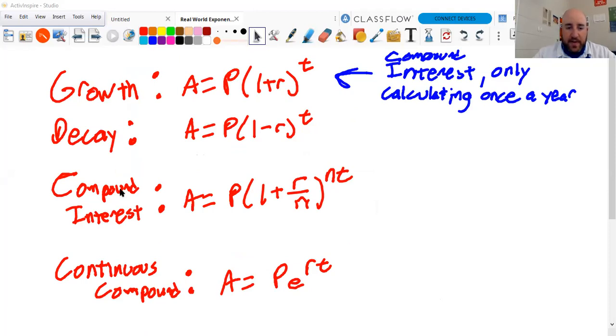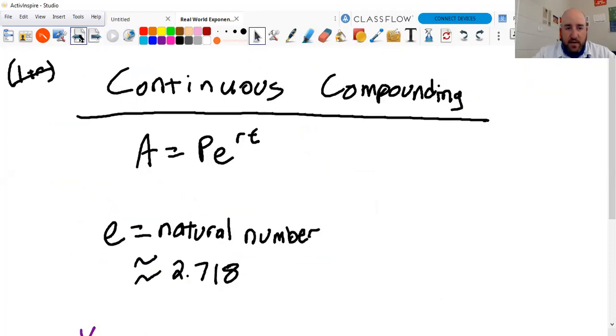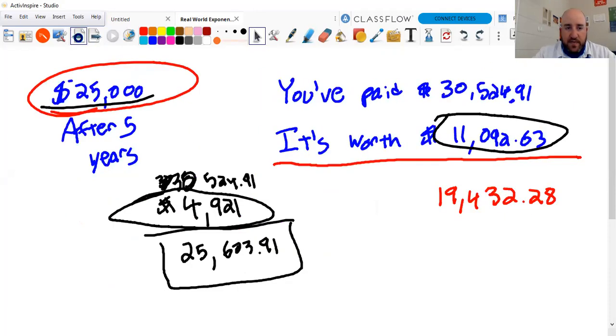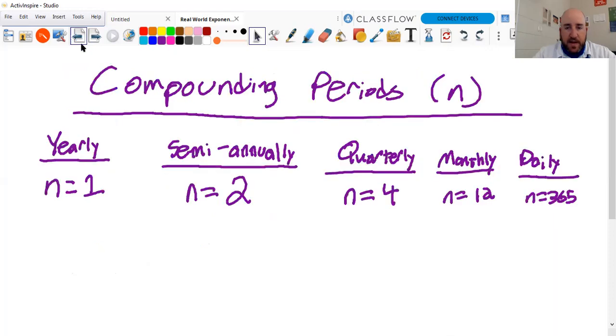And just so we have it on video, y'all can pause it and write it down in case you don't have it. Here are the values for the number of compounding periods. Yearly, n is 1, but when it's yearly, you could just use the regular growth formula. Semi-annually n is 2, quarterly n is 4, monthly n is 12, daily n is 365.